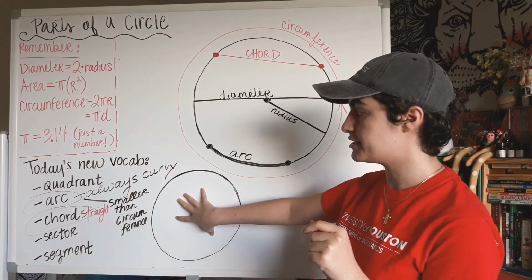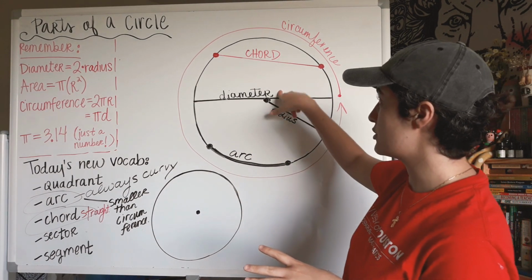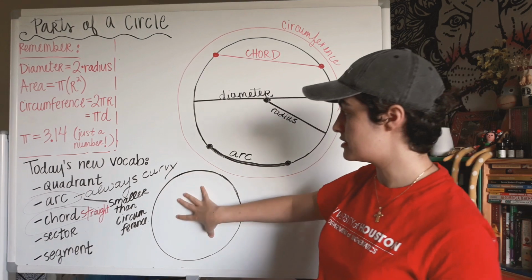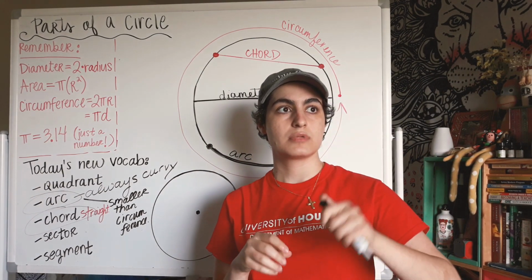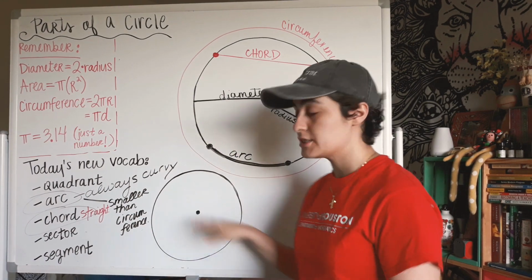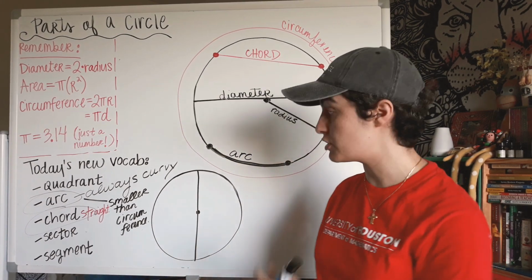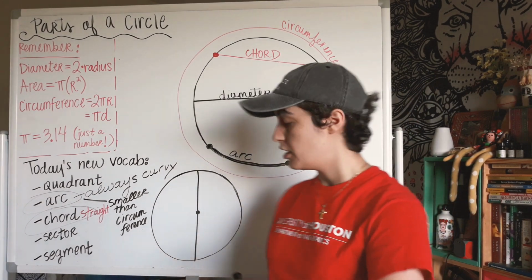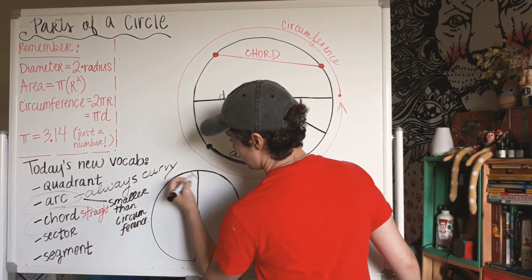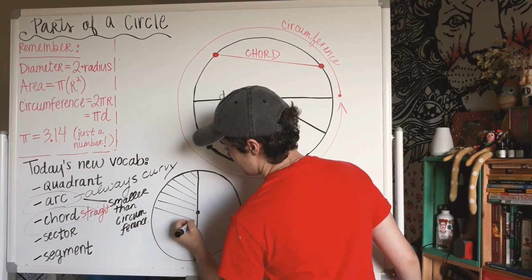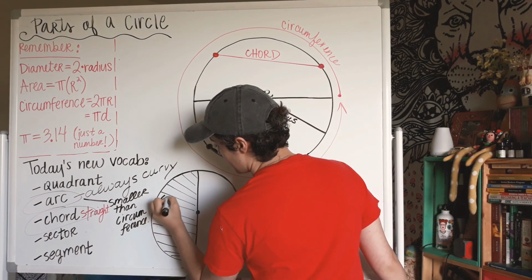Now I'm going to use arc, radius, diameter, and chord to talk about this smaller circle. Say it was a pizza, and I cut it straight down the middle. In other words, I drew a diameter. This is called a semicircle. This right here is a semicircle.